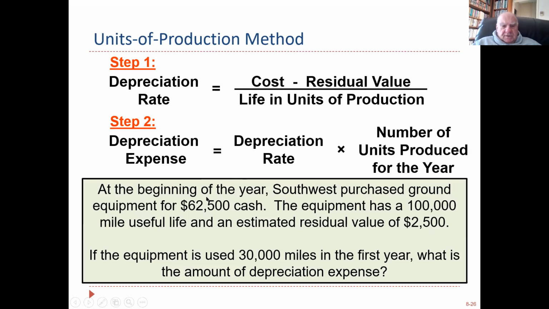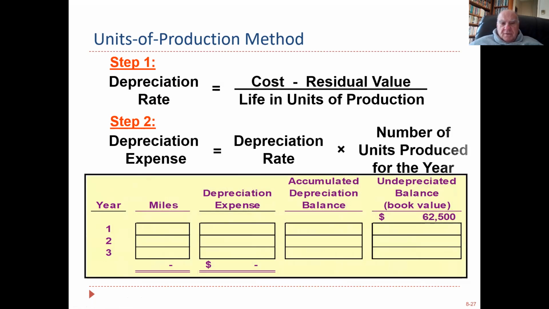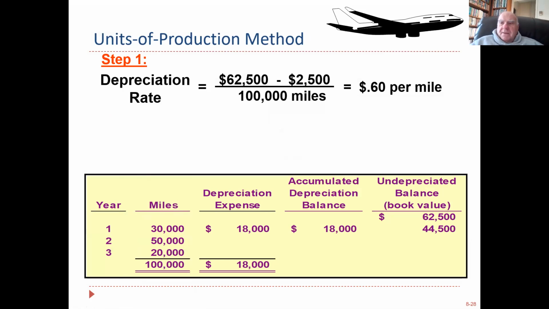Okay, so let's see what they're telling us here. At the beginning of the year, Southwest purchased 62.5. Look at this. They're telling us that they expect to get 100,000 miles out of that asset. What is the depreciable amount of this asset? 60,000, right? $60,000 divided by 100,000 miles tells us they are going to depreciate this item at the rate of 60 cents per mile. So take a moment and look at this.